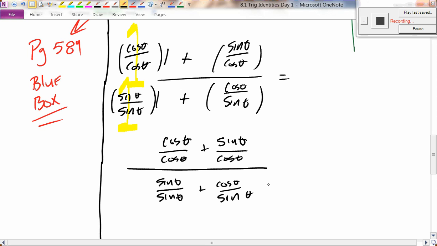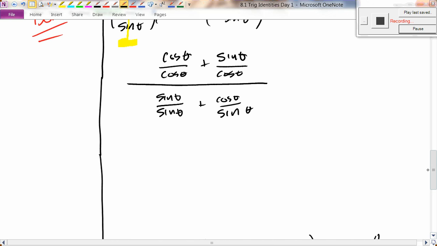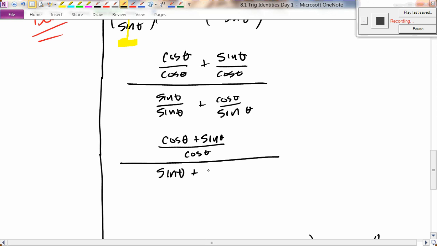Okay. Now simplify your numerator again for me. This is cosine theta plus sine theta, all divided by cosine theta. Correct? Single fraction. On the denominator, what's my single fraction? Sine theta plus cosine theta all over sine theta. Okay, now.